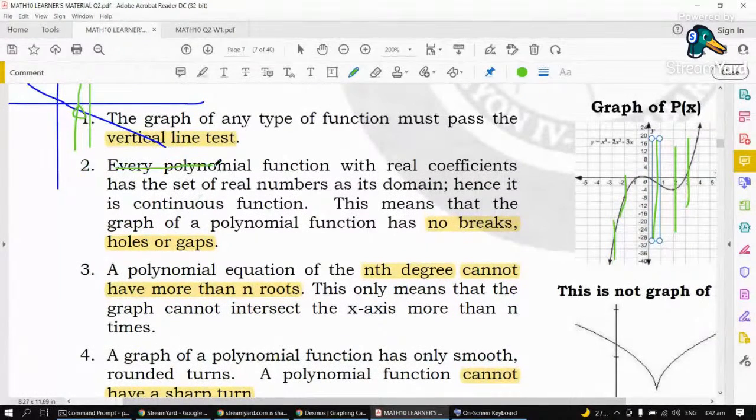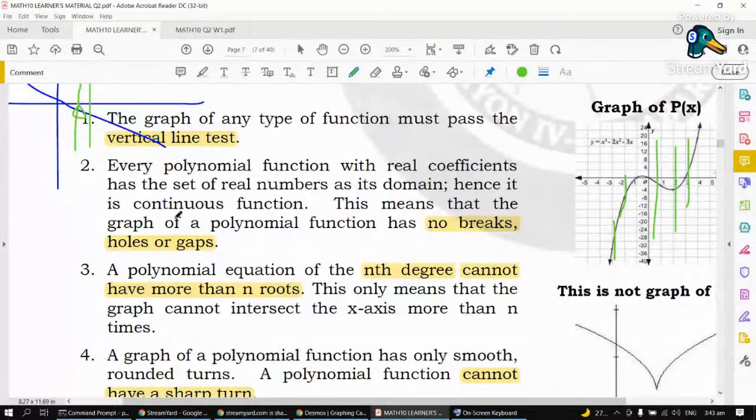Number 2, every polynomial function has real coefficients, and the set of real numbers is its domain, hence it is a continuous function. This means that the graph of a polynomial function has no breaks, holes, or gaps. Okay, so ang graph daw ng polynomial ay walang break, walang gap, walang hole.